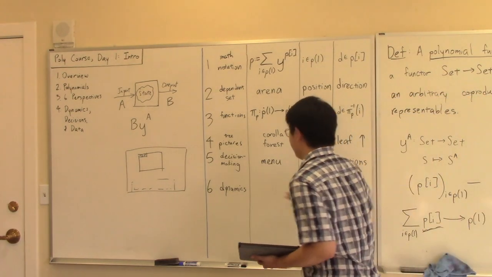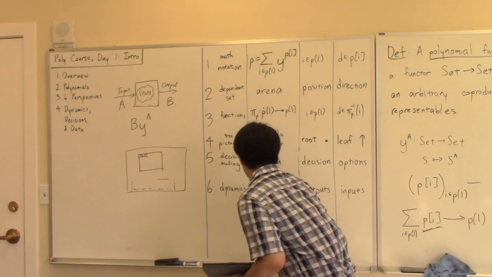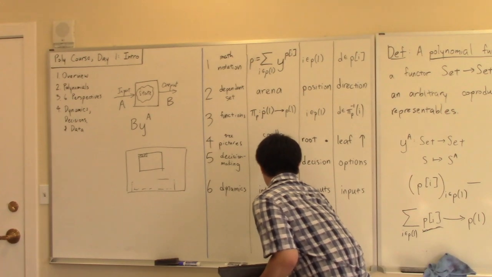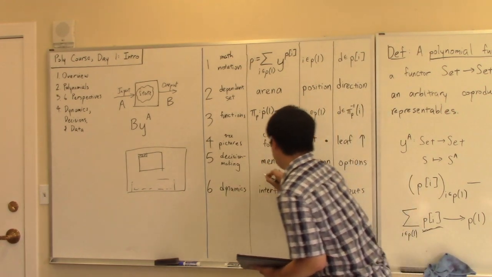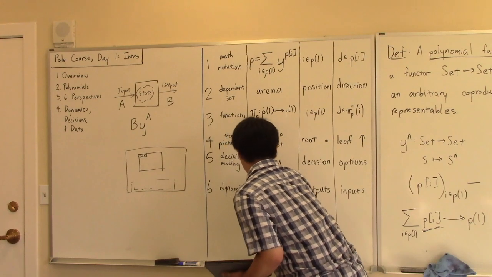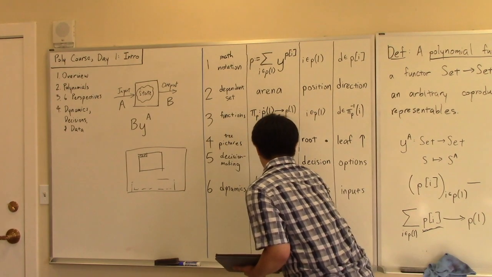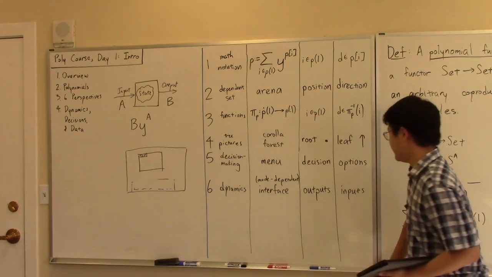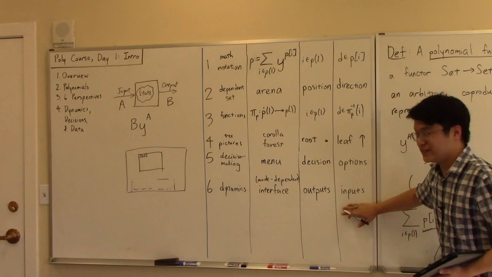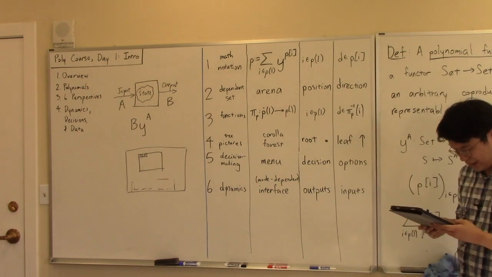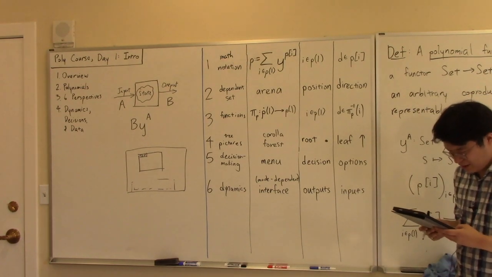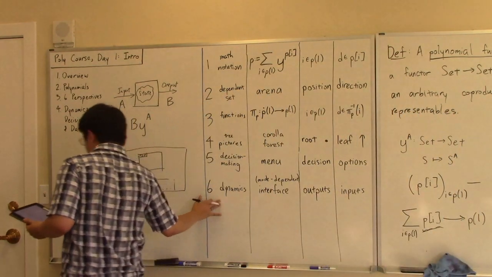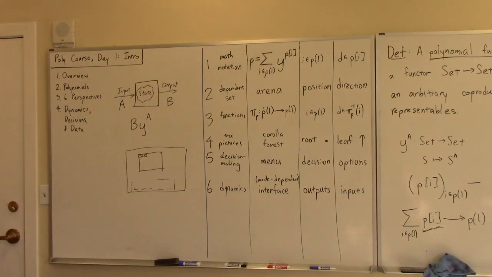And so we can think of the whole polynomial together as dictating the interface of the system, so what we can interact with, and it's what we call a mode-dependent interface, which captures this idea that whatever output we give is going to change the possible inputs we have to give. Okay, let's see. A little more preview of these dynamical systems.